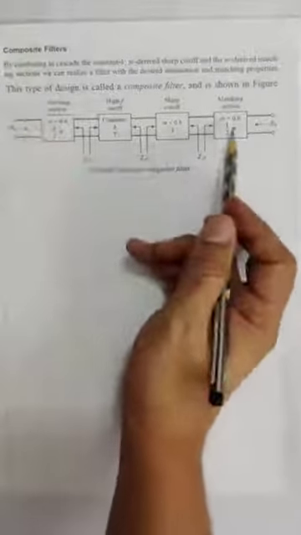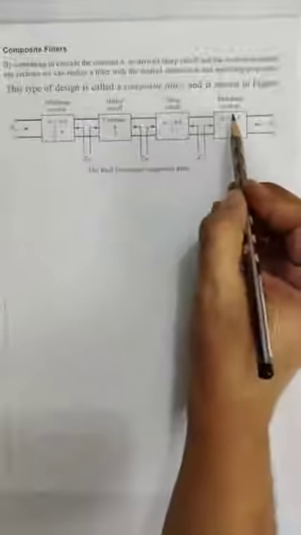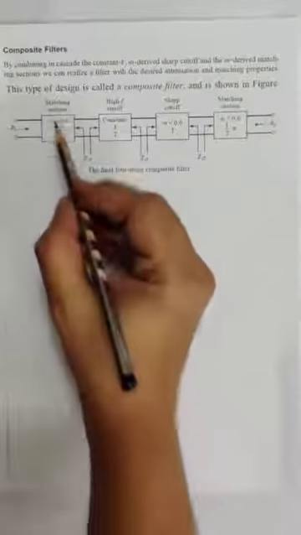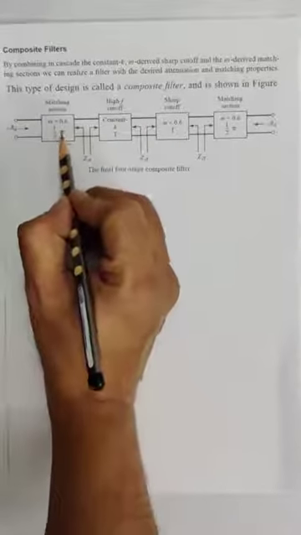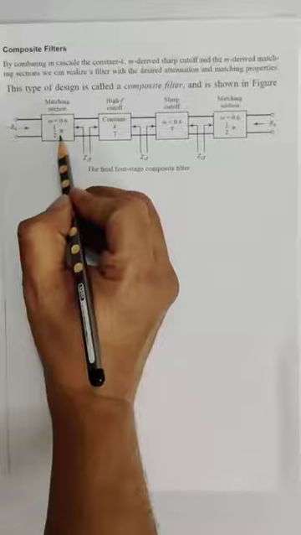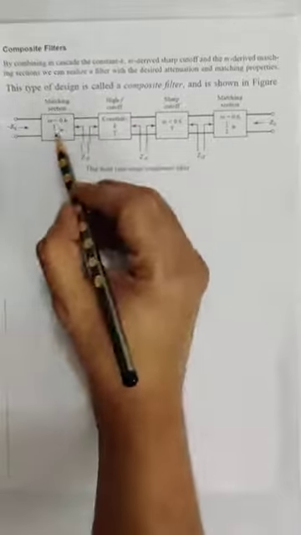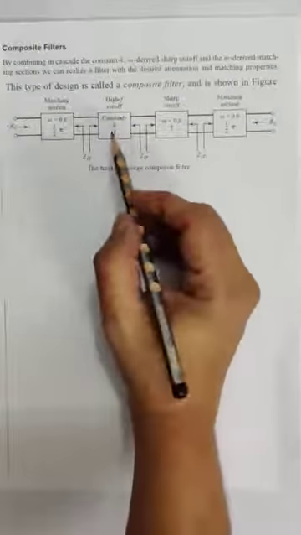It consists of these four sections. At the input side and output side, you have matching section. And for designing matching section, we have to use m is equal to 0.6, and this pi by 2 indicates it is a bisected pi matching network. We'll see its detail later on.